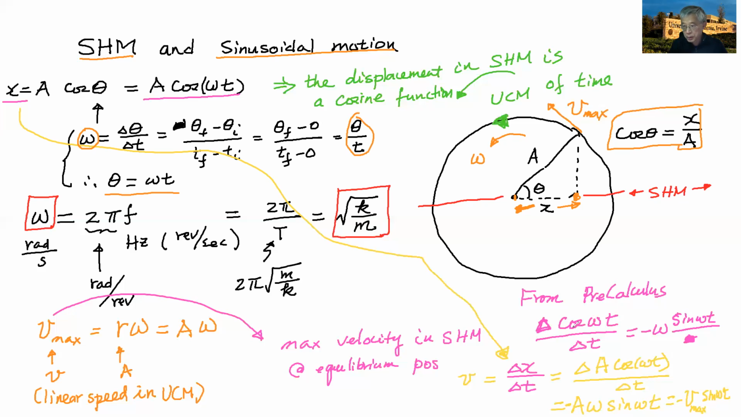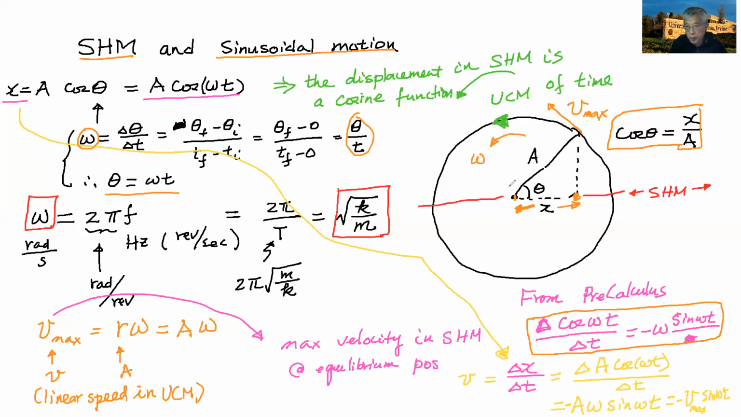That's from pre-calculus; this relationship is there. Delta cosine omega t over delta t is minus omega times sine omega t. So you take the omega out and put a minus sign there. Now a comes out, and we put this into here. So the minus sign is here, a is coming out, and omega sine omega t stays as omega sine omega t.